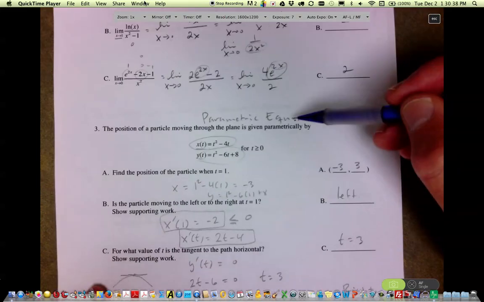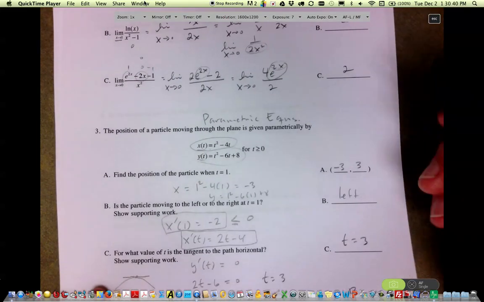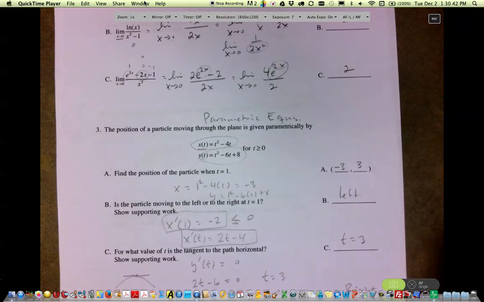If you want to look at some more problems on those, which are called parametric equations, find the section in the book that corresponds to that, which is section 4.8, parametric equations.